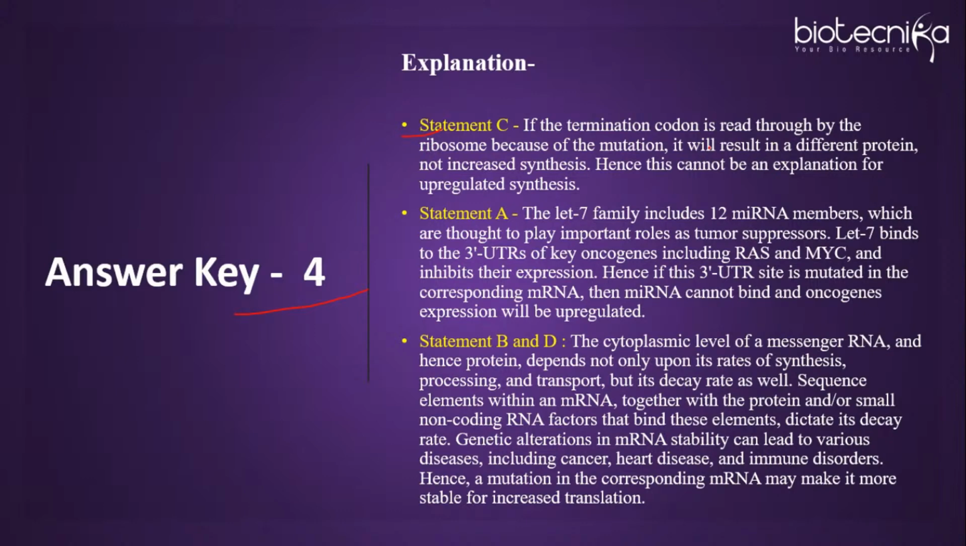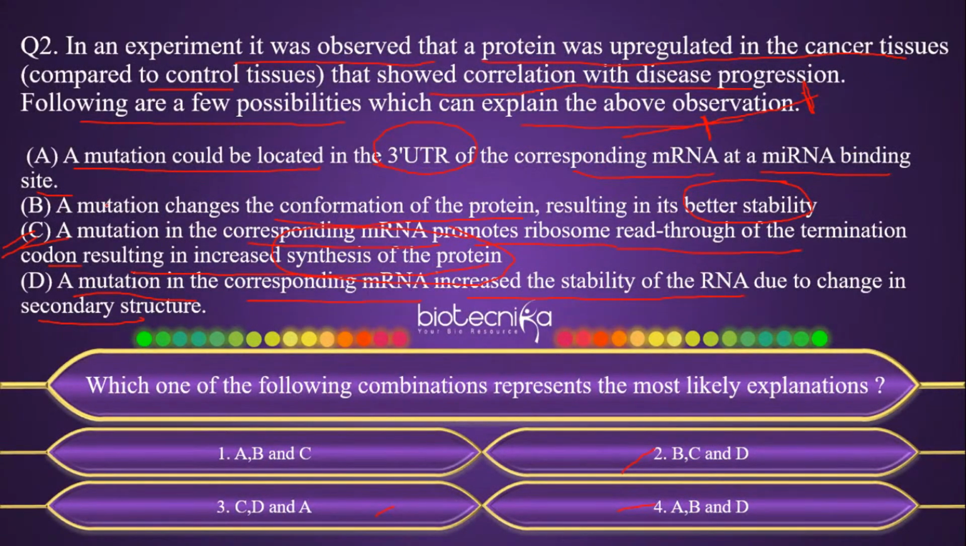That is the statement C. What does it say? It will result in a different protein. Yes, there are chances it may result in some other form of protein, but it will never cause increase in the protein synthesis. Right? Okay. Now looking into statement A, what does your statement A say? A mutation could be located in the 3' UTR region of corresponding mRNA at microRNA binding site. Now, why could this option be the correct one?